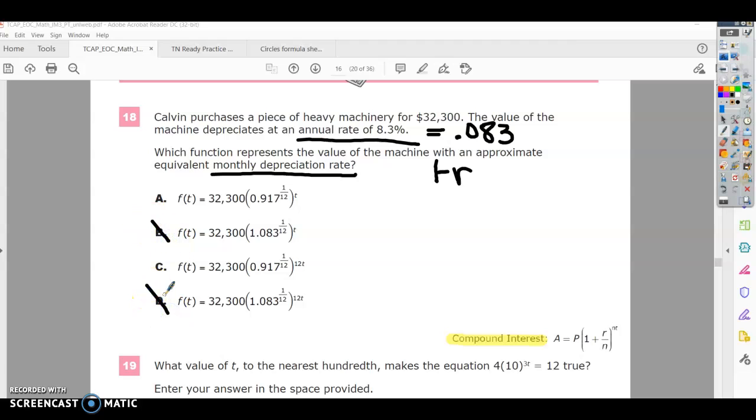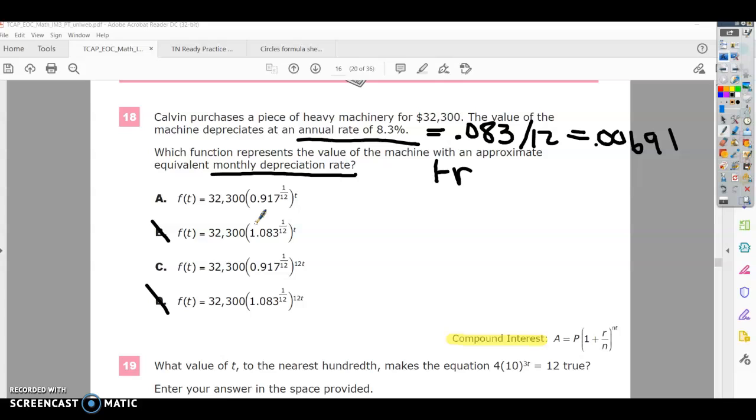B and D can't be it, because all they did, and you have to be careful with this, was stick the annual interest rate in there, and that's not going to be correct. If you divide this by 12 months to make it monthly, that equals a very, very small number. Then if you do 1 minus that number, that's going to give you 0.917. So now we know that has to be A or C.